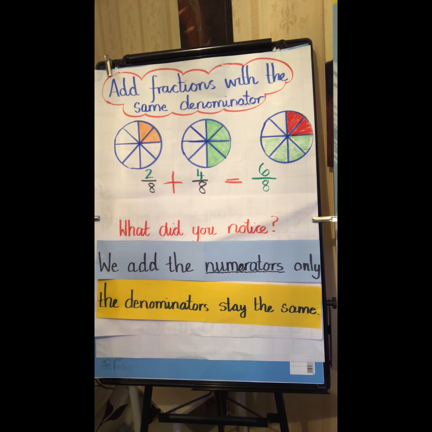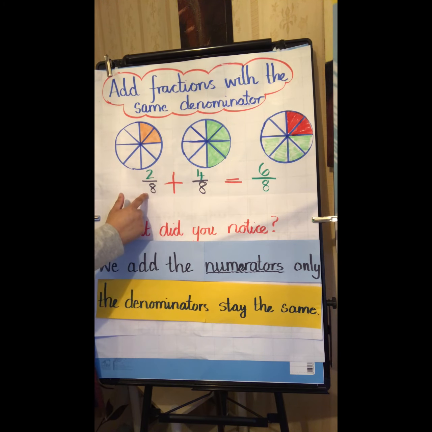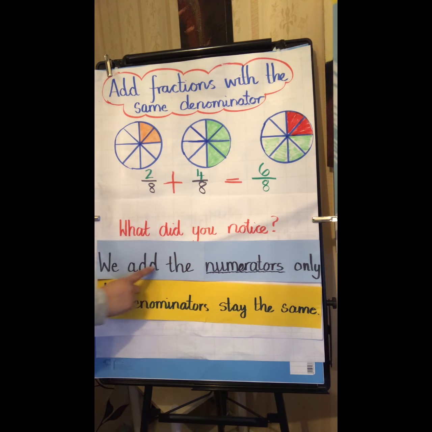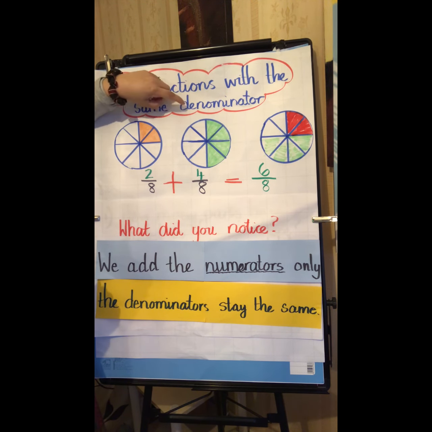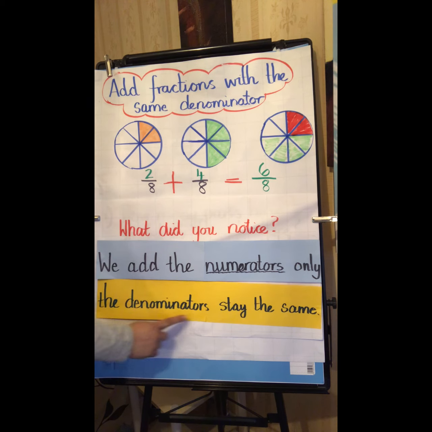Let's recap. So the lesson was about how to add fractions with the same denominator. The part that is shaded is our numerator. The part that the whole shape was cut into or divided into is called the denominator. So when we have fractions that have the same denominators, we only add the numerators. So what have you noticed? We noticed that we add the numerators only. Remember, we are adding fractions with the same denominator. So we add the numerator only. The denominators stay the same.